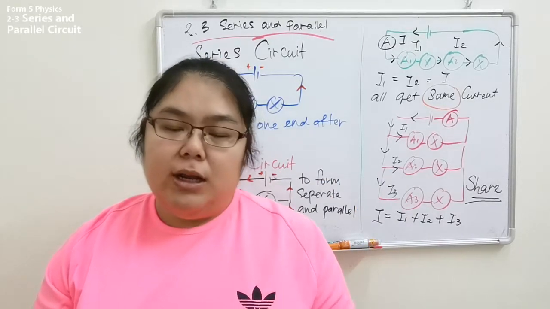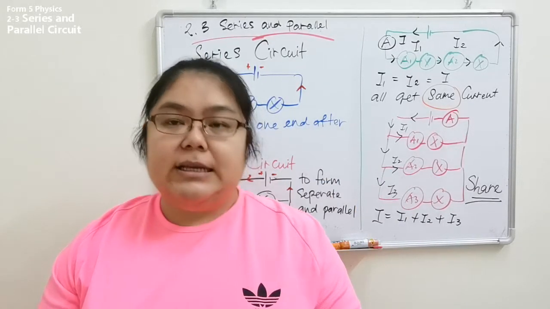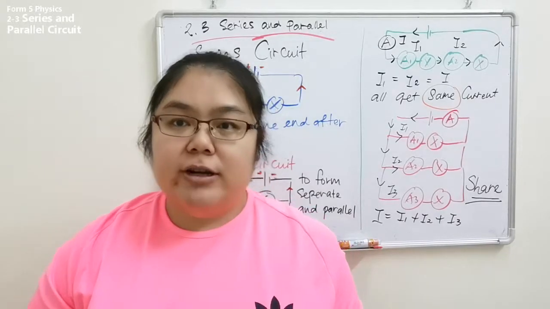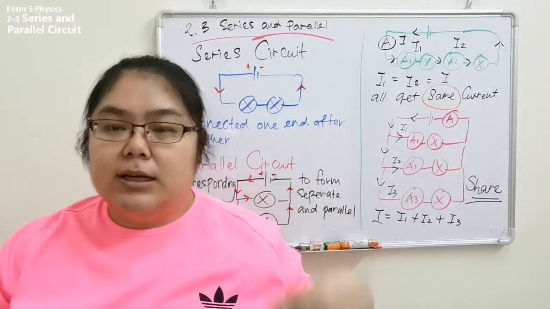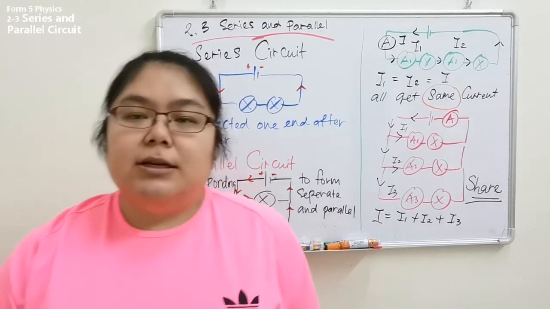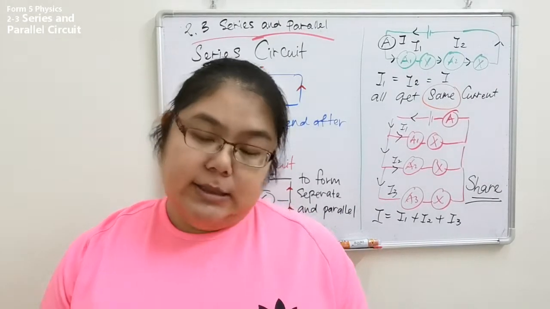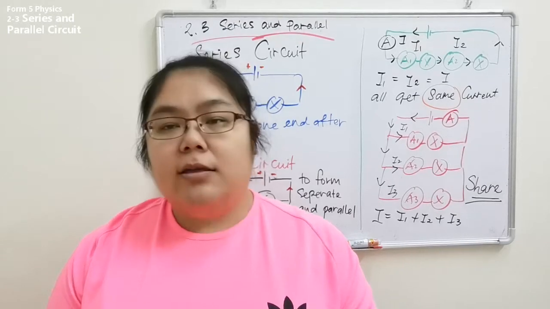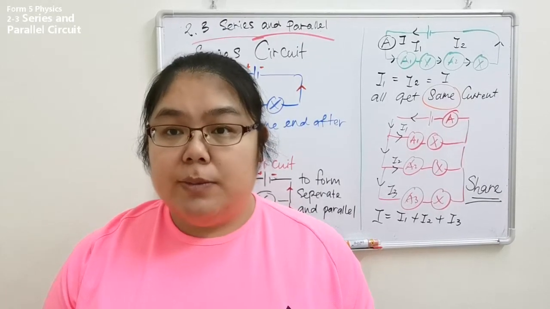That's 2.3. Okay, 2.3 is talking about the series and parallel circuit. For electricity, they're talking about the bulb or the resistor, how to connect it. So it's separated into two parts. There's series and also parallel. I think in your case we also learned about that.